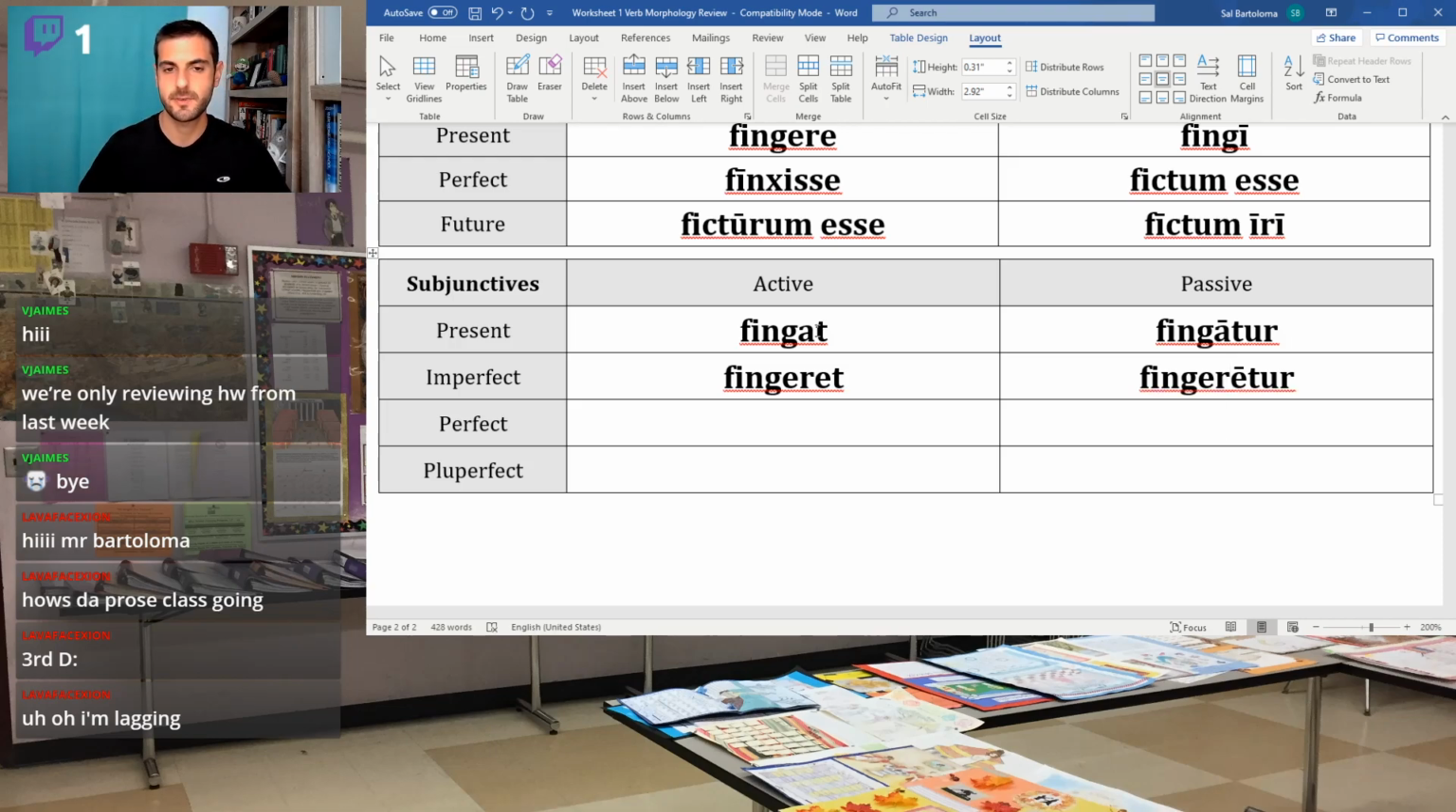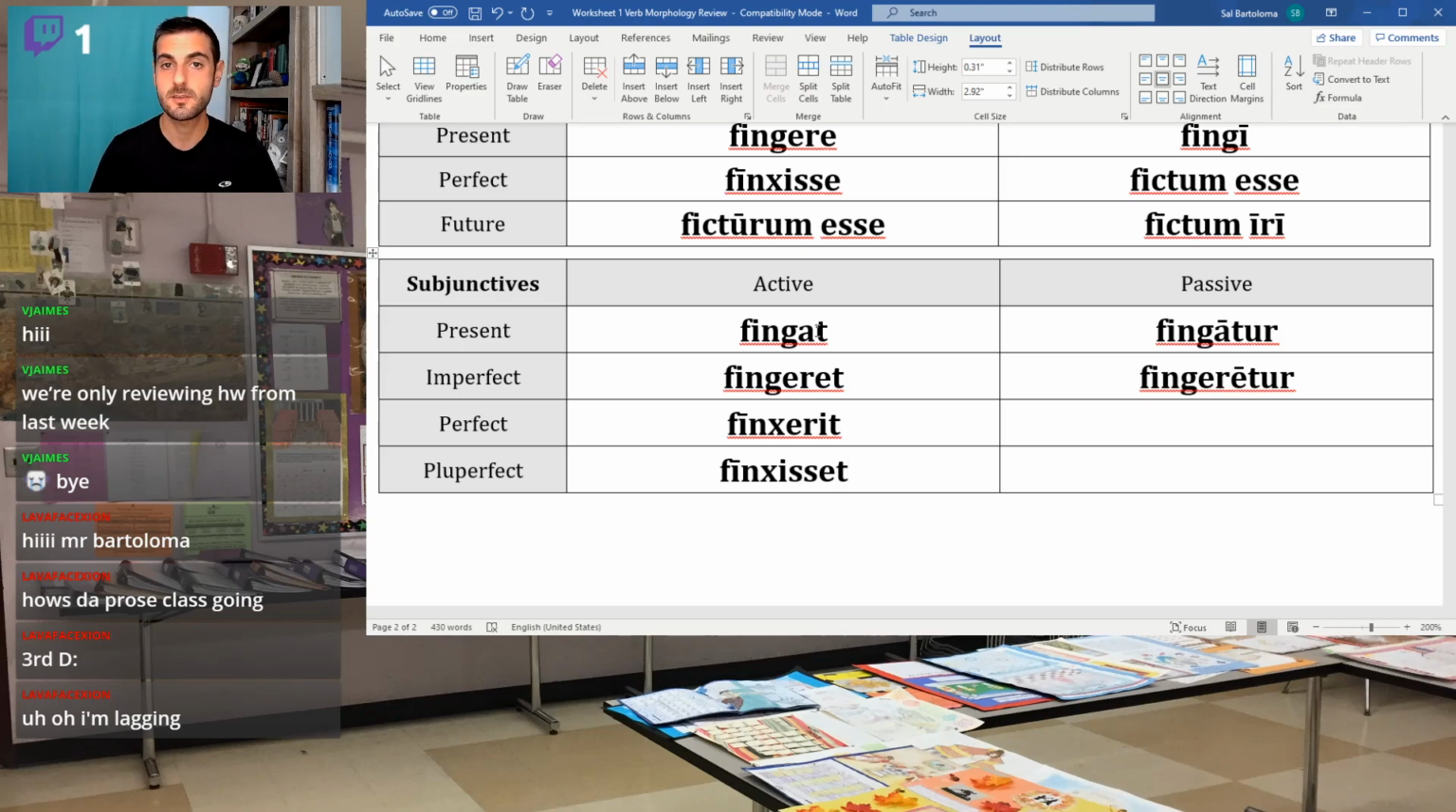Perfect active, anything perfect active. Yes, you screamed it at your screen, I can tell. We go to the third principal part, and in this situation we add erim, eris, erit. And for pluperfect, we're still going to use that third principal part. That would be finx, and in this situation, we actually add isset.